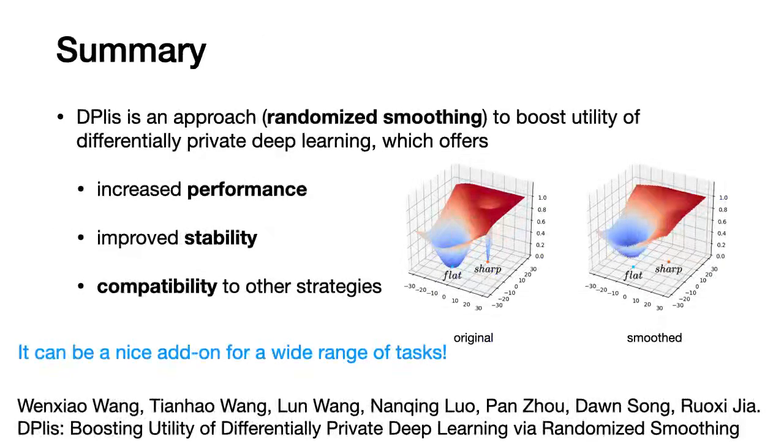To sum up, we propose DPlis, which utilizes randomized smoothing in the parameter space to boost the utility of differentially private deep learning. As a result, DPlis offers increased performance, improved stability, and also compatibility to other strategies. We consider DPlis as a nice add-on in a wide range of settings.